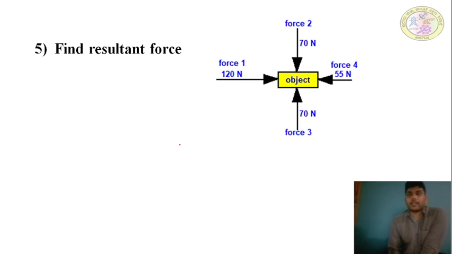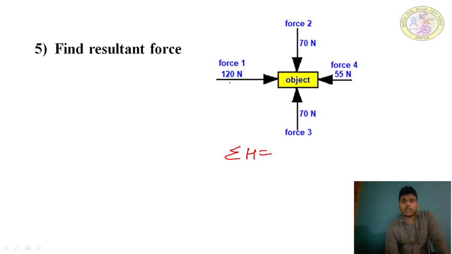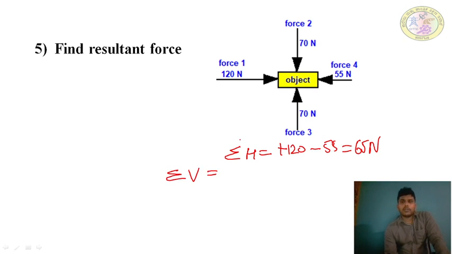This is also a coplanar concurrent force. It can be called a coplanar concurrent force. Let's find out first sigma H. Sigma H here is 120 Newton, which is positive, plus 120 minus 55, which is in the negative direction because it is in the left side direction. Then it will be equal to 65 Newton. In case of sigma V, sigma V is equal to 70 kilonewton in downward direction.